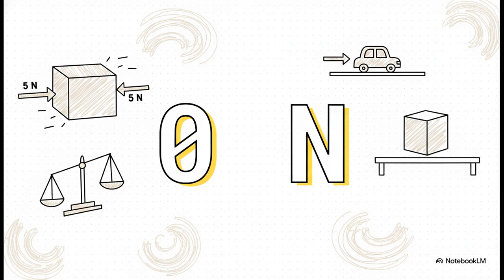And when the net force is 0, the object does not accelerate. If it's sitting still on a table, it stays perfectly still. If it happens to already be moving, it just keeps moving at the exact same constant velocity. A net force of 0 means absolutely no change in motion.